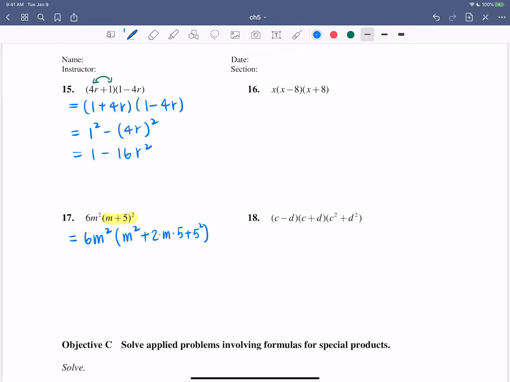So this is if I applied the formula. Now let's calculate what the inside looks like. m squared plus 2 times m times 5, that is 10m, plus 5 squared, that is 25. And that's not the end of it, because we still have grouping symbols, so you have to further simplify by distributing 6m squared. If you distribute, you will get 6m to the 4th plus 60m to the 3rd plus 150m squared.